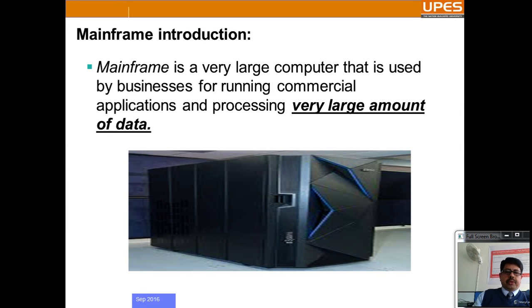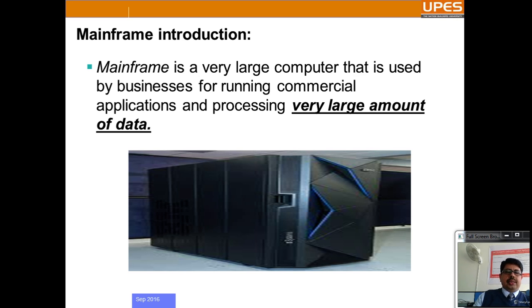So first we are talking about the mainframe introduction, that is, what is a mainframe. A mainframe is a very large computer that is used by businesses for running commercial applications and processing very large amounts of data. I intentionally underline the words very large amount of data here. The reason is that data is very important today, and a huge amount of data is generated each day. That means companies are more interested in this data.